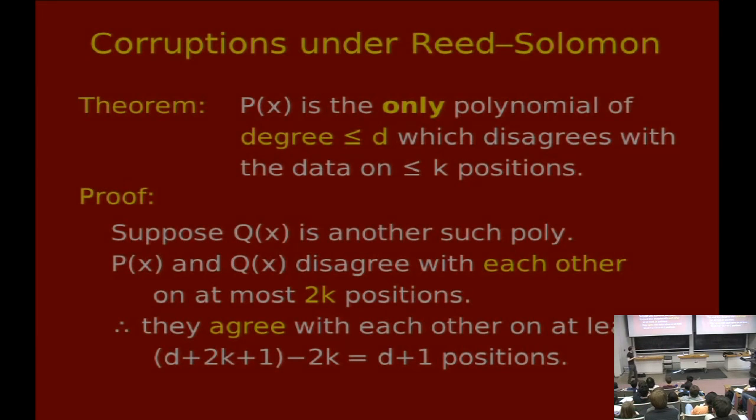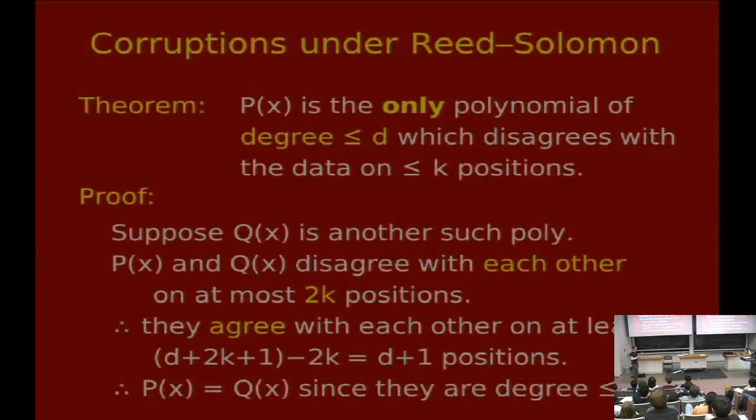Right, by the theorem we showed, if you have two polynomials of degree at most d, and they agree on d plus 1 positions, then they must be the same, because we know, if you have d plus 1 data points and you try to interpolate by a degree d polynomial, there's a unique polynomial that does it.